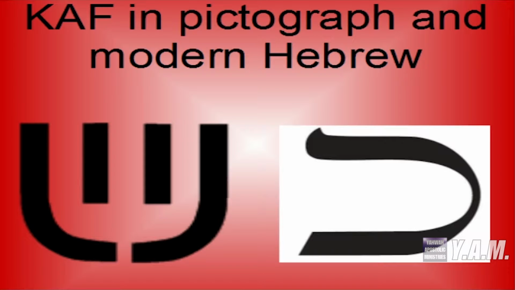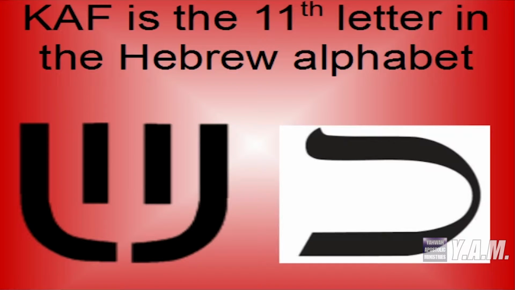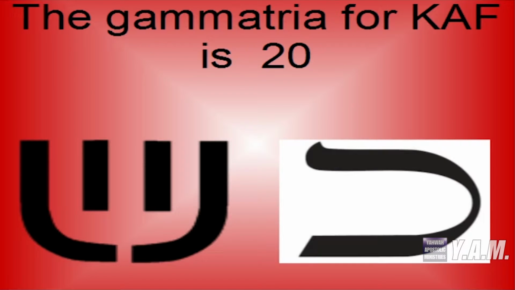Kaf is the 11th letter of the Hebrew alphabet. The gematria, or number for Kaf, is 20. Because once you get up to 10, the gematria, the number for the Hebrew alphabet, starts going by tens up until you get to 100, Kuf, which we'll get to later. Kaf, so it jumps up to the number 20.